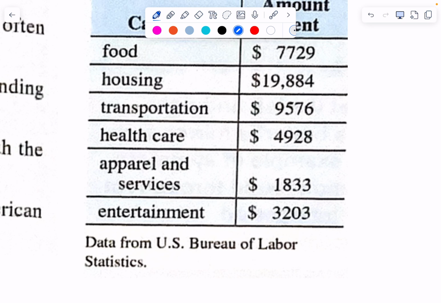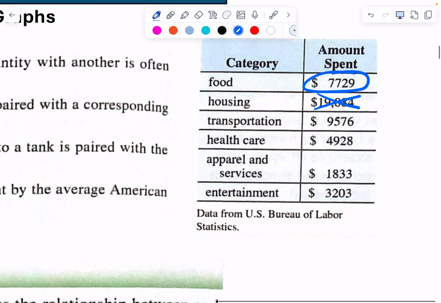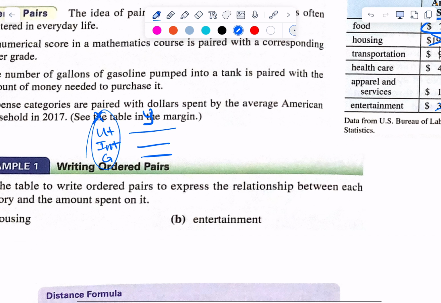Right. I'm going to say that I spend way less on housing because my house is paid for. But my grocery bill is probably way more than that, for a year. Entertainment, I don't know that my entertainment bill is that much. I don't know. Whatever.